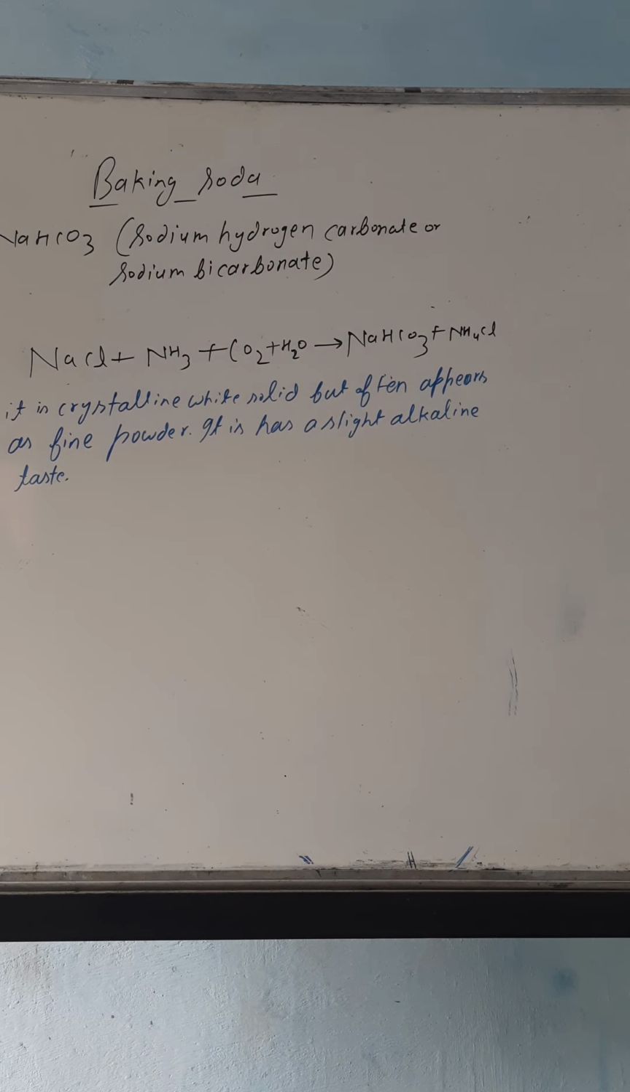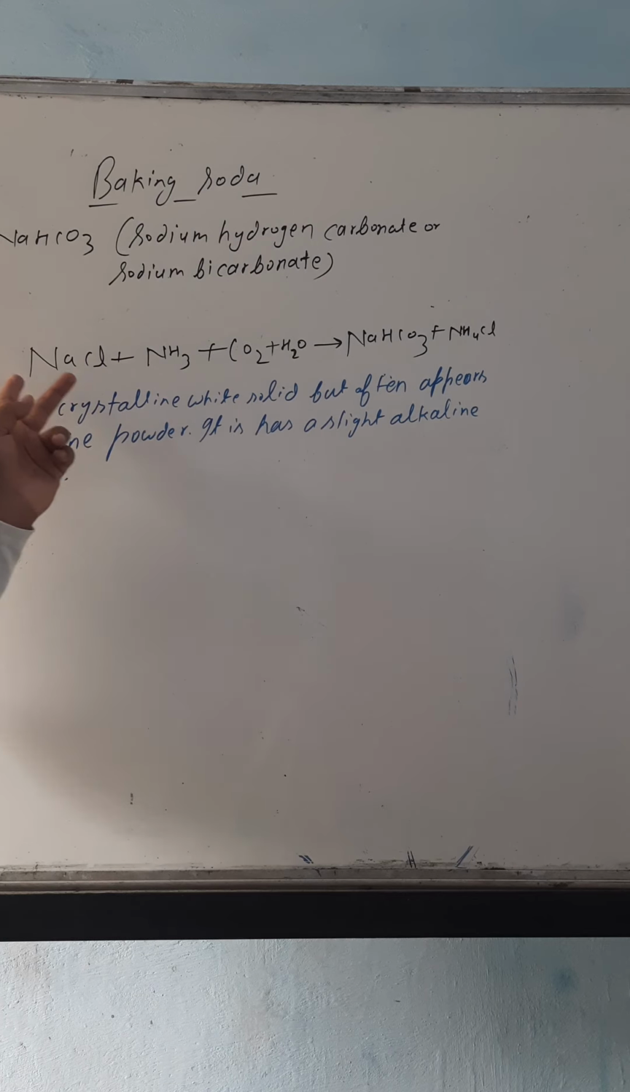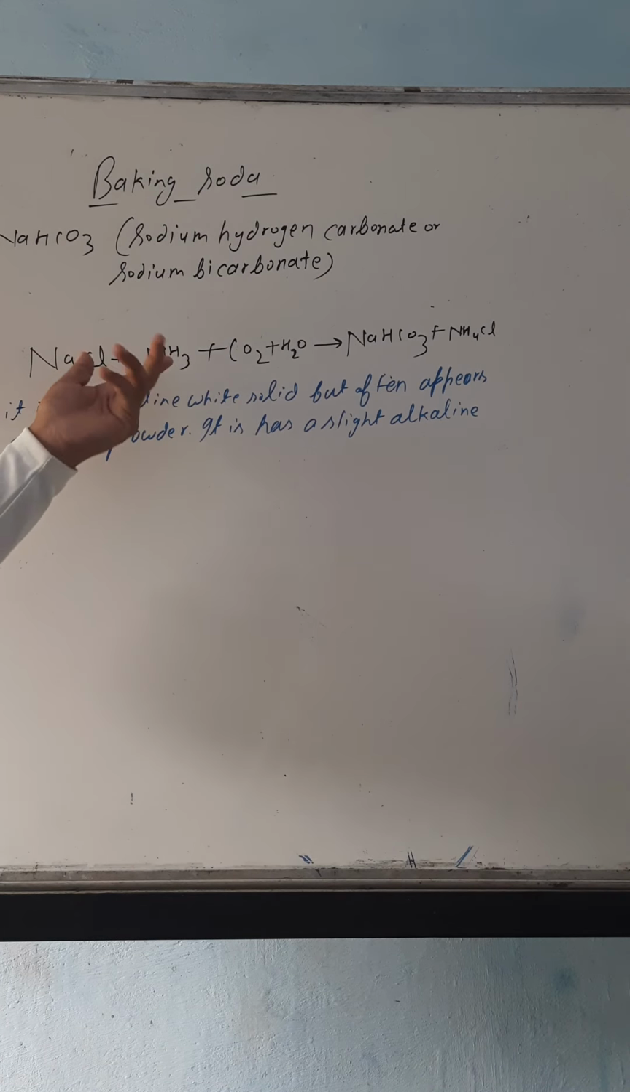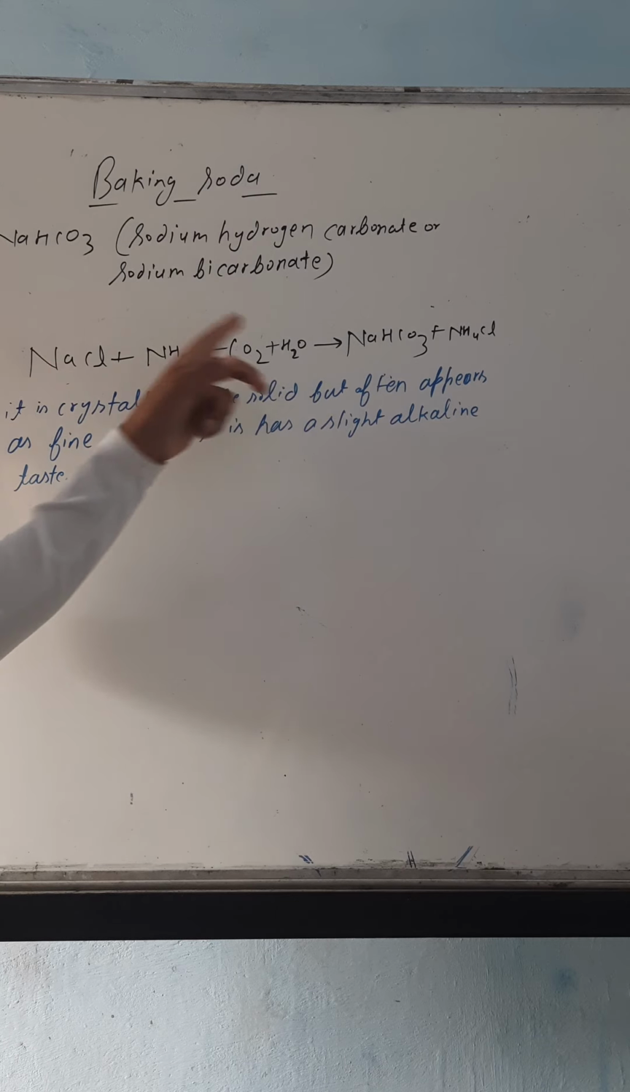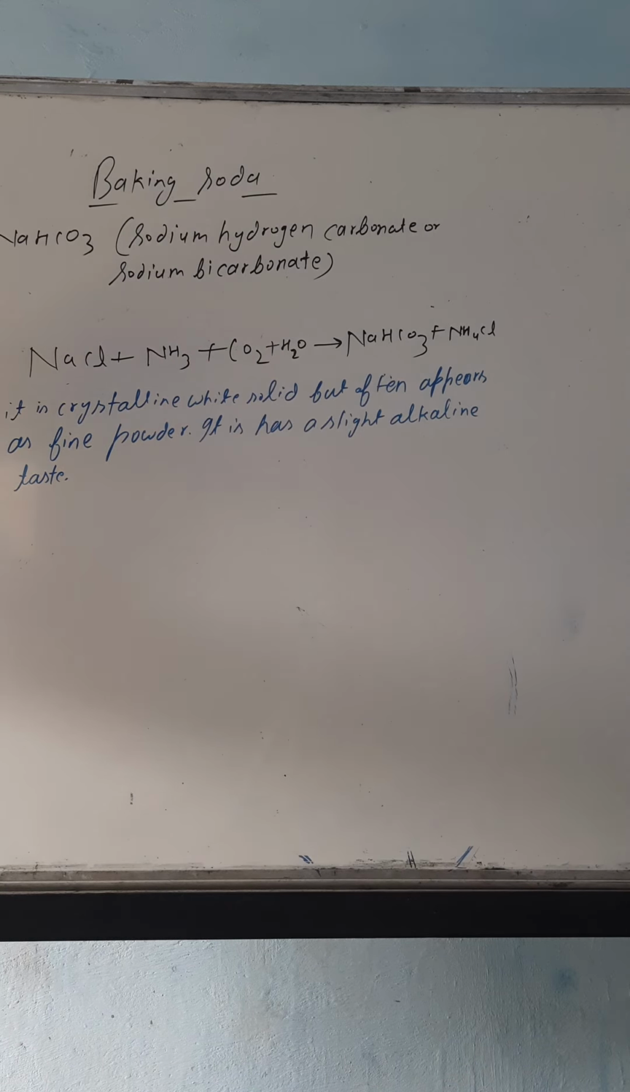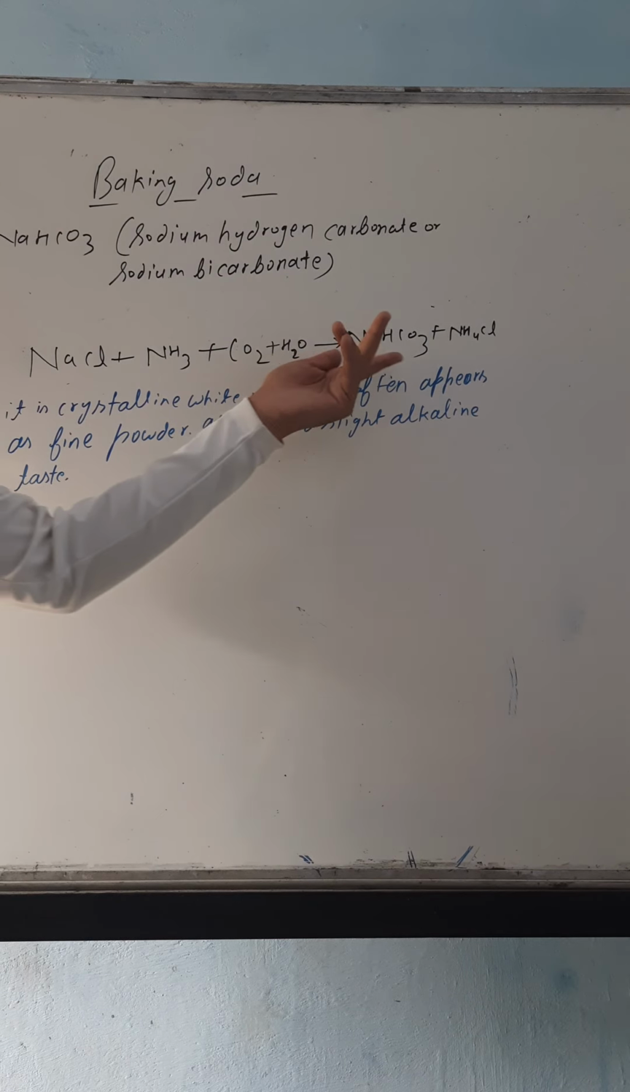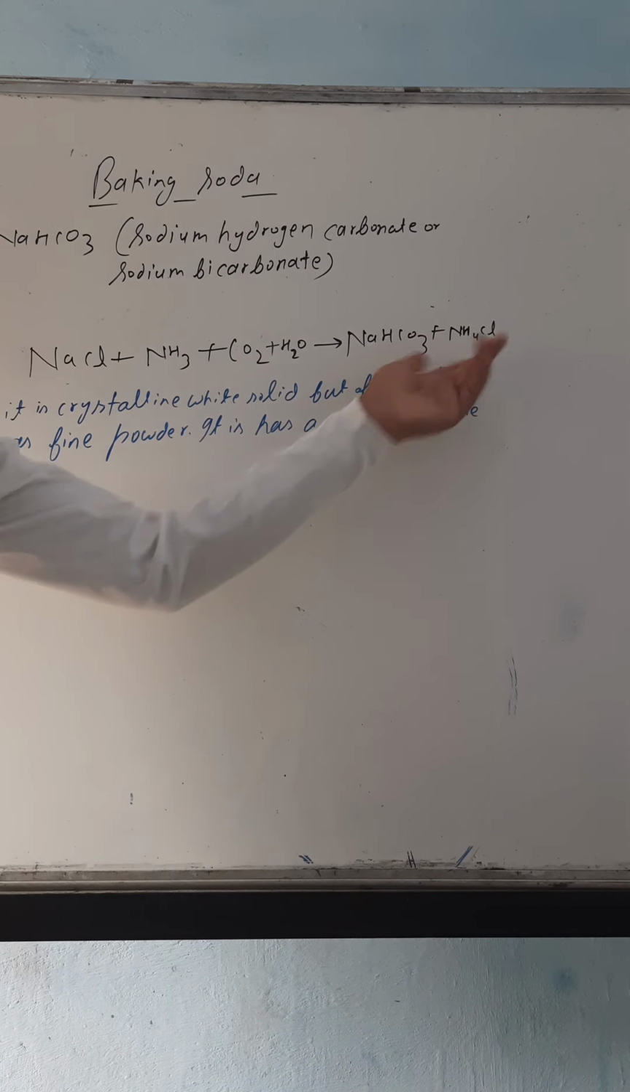This is how we get baking soda. We take a concentrated solution of NaCl, common salt, and ammonia, and through this we pass carbon dioxide gas. Solution means there will be H2O also. With the help of all these three, we get sodium hydrogen carbonate and ammonium chloride.